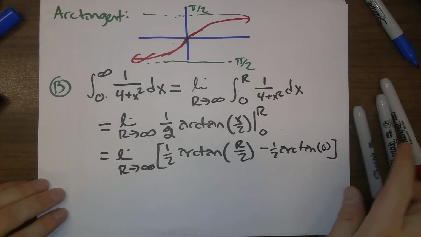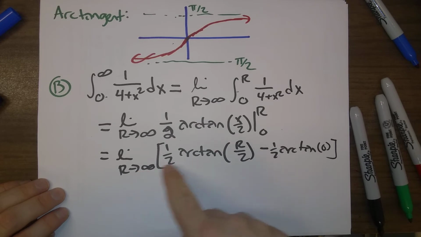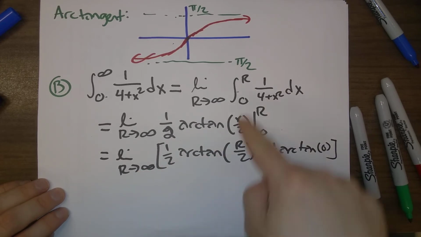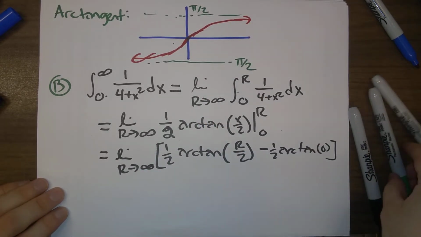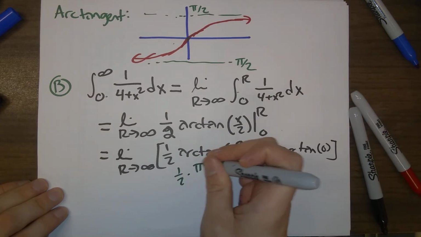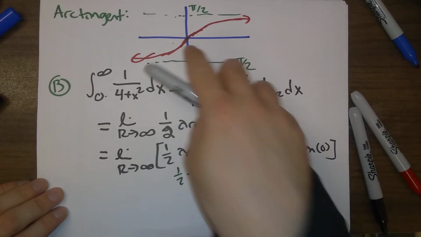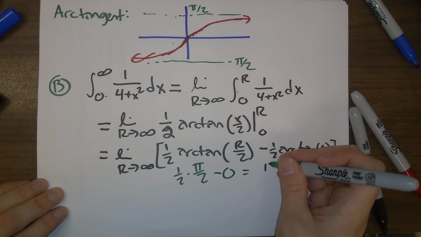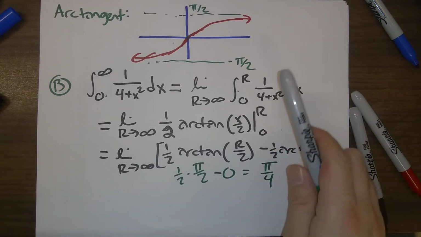Okay, so what do we end up with here? The limit as r goes to infinity of arctangent r over 2 is going to be pi over 2. So 1/2 times pi over 2. Once again, arctangent of 0 is 0. So our answer is pi over 4.